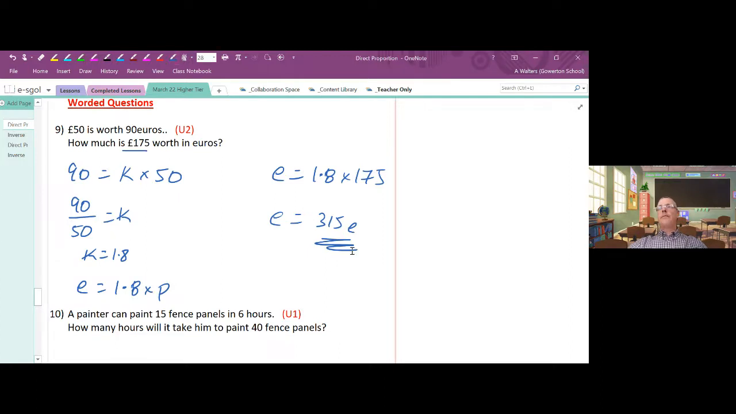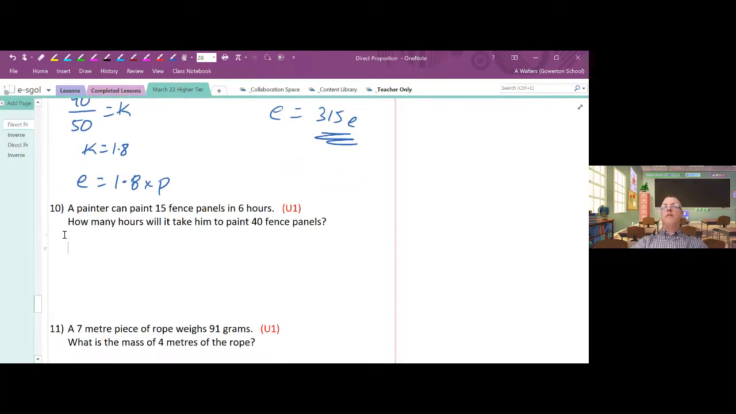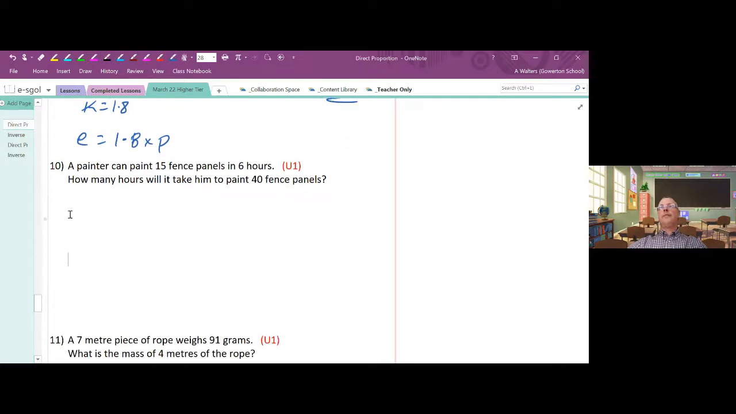Right, have a look at this one. I find these a little bit different from above. They're not as predictable. The questions I've done above are very predictable. We'll have a look at this. A painter can paint 15 fences in 6 hours. Now this is paper 1, because I think the numbers are quite easy. How long will it take him to paint 40 fence panels? There's half a dozen ways of doing this, but I'll try and stick to this method that we're doing tonight. I'll pause for a moment for you to try them. Okay, I haven't given you much time, but you can pause if you need more time.